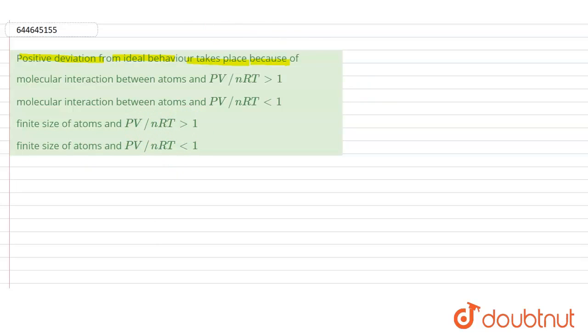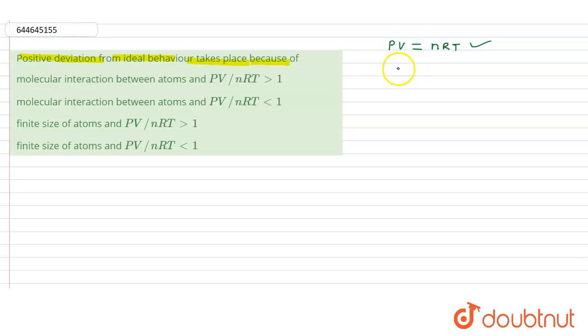As we know, in the case of an ideal gas there is an equation known as the ideal gas equation, which looks like this: PV equals nRT. Any gas which is not obeying this ideal gas equation is a real gas, right? So that means there is a deviation from the ideal gas equation. The deviation can be of two types: either positive deviation or negative deviation. The deviation from this ideal gas equation can be explained on the basis of the compressibility factor, right?